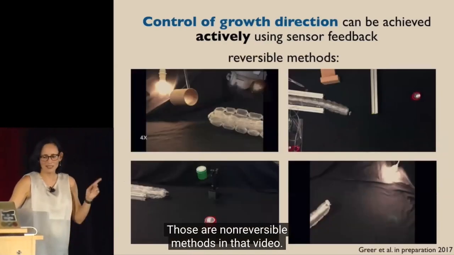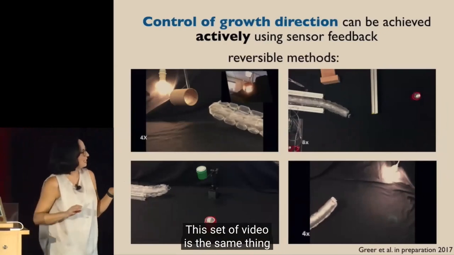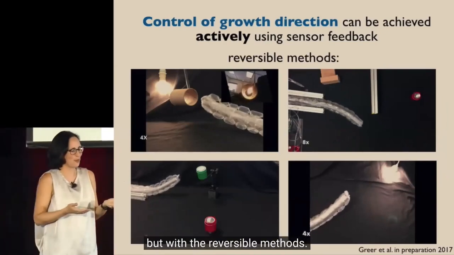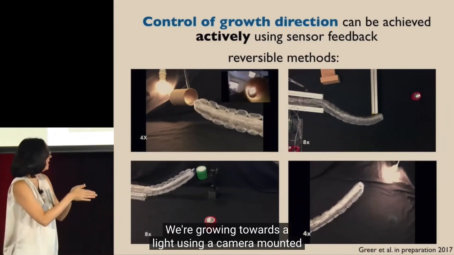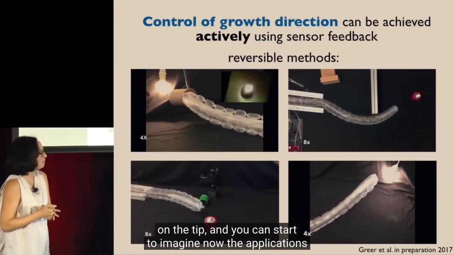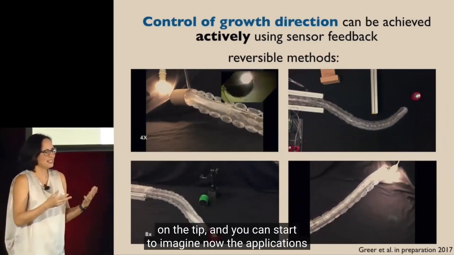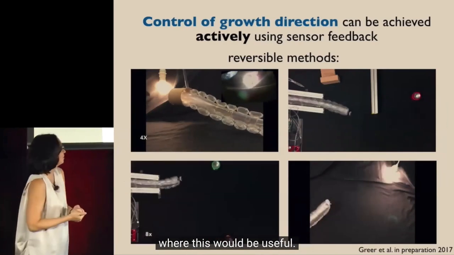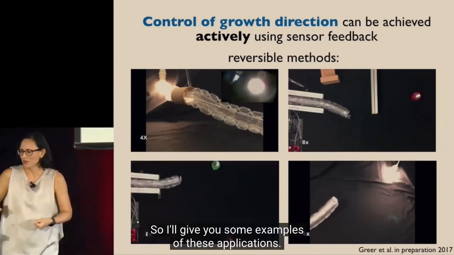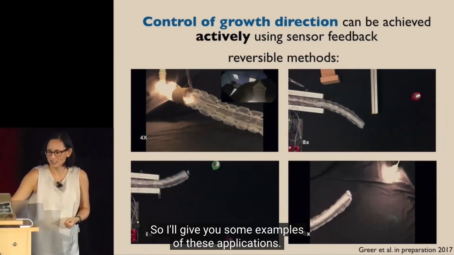Those are non-reversible methods in that video. This set of video is the same thing, but with the reversible methods. We're growing towards a light using a camera mounted on the tip. And you can start to imagine now the applications where this would be useful. So I'll give you some examples of these applications.